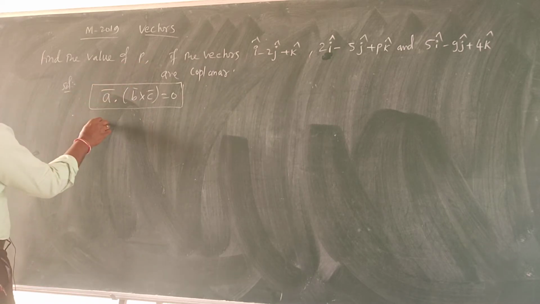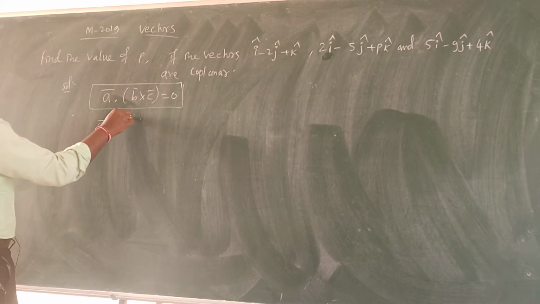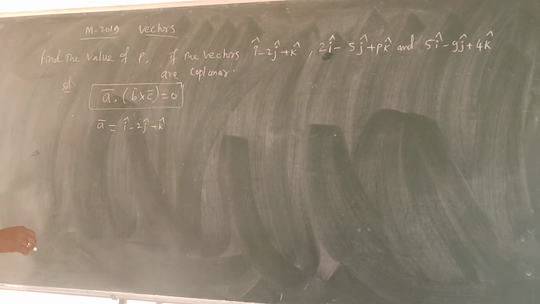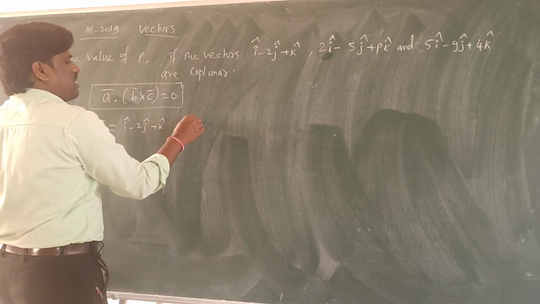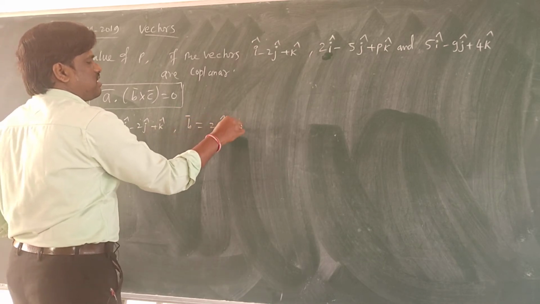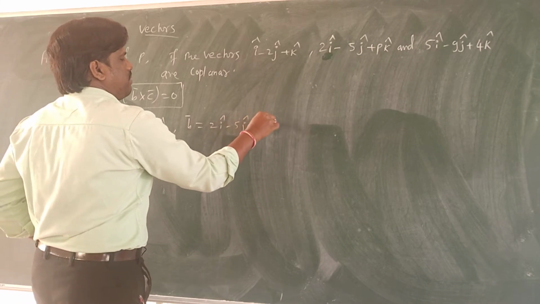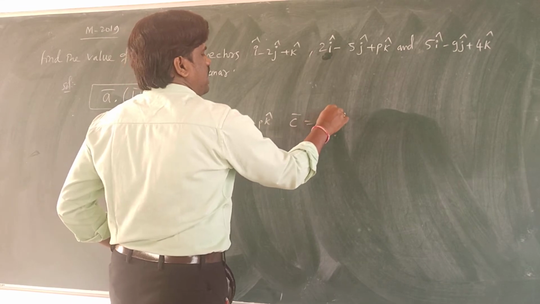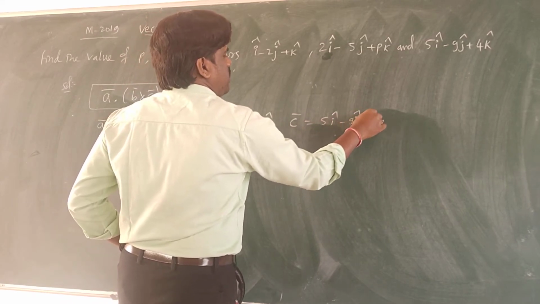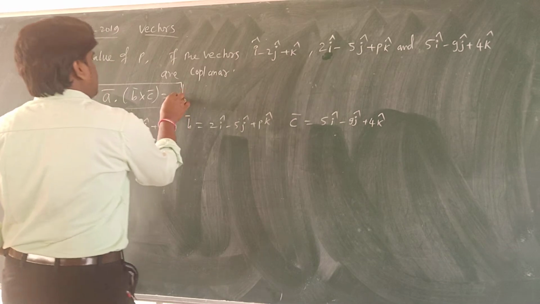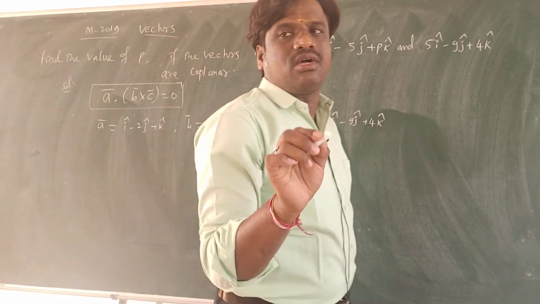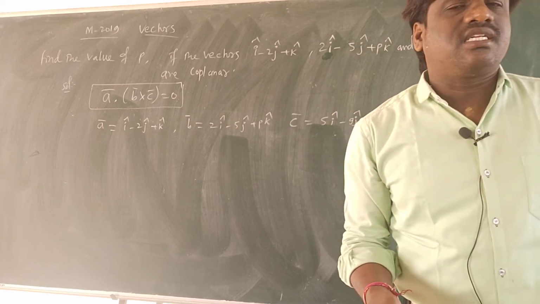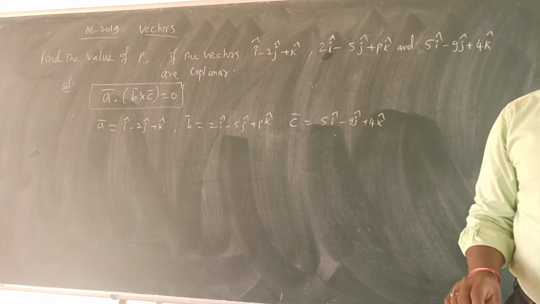So first, what is the A vector? I cap minus 2j cap plus k cap. The first vector I am taking as A. The second vector I am taking as 2i cap minus 5j cap plus p k cap. And the third vector is 5i cap minus 9j cap plus 4k cap. If the box A dot B cross C is 0, then the vectors are coplanar. Three vectors are said to be coplanar if their box is 0.